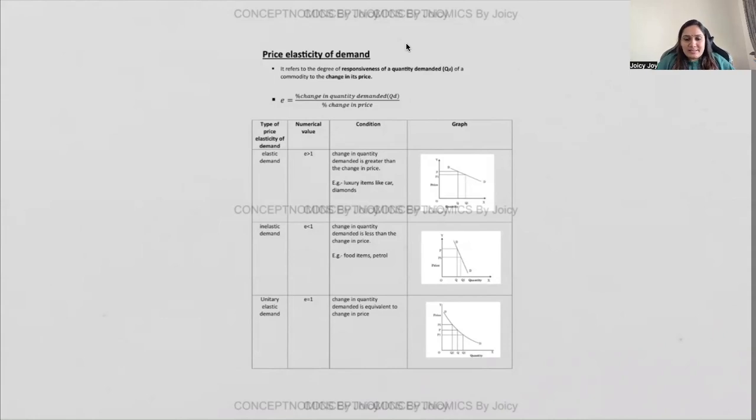Hello, everyone. So we will be continuing with our discussion on microeconomics. This is the third class of microeconomics, and here we will discuss elasticity in detail. So let's get started.